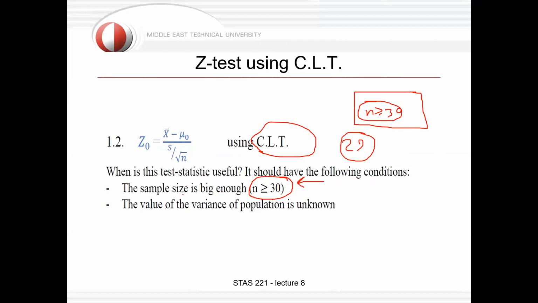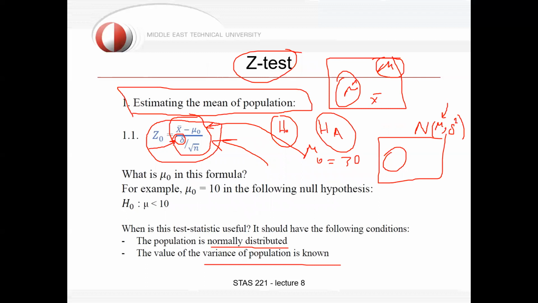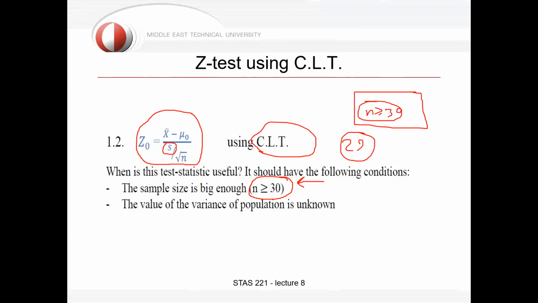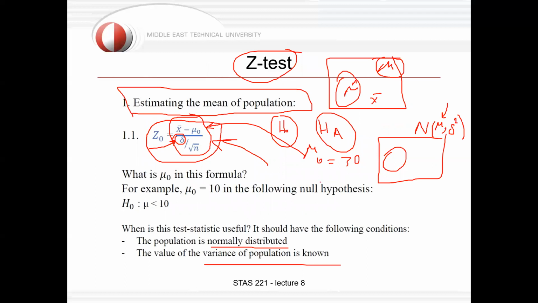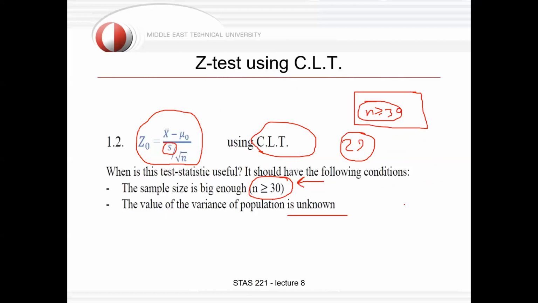So when can I use this formula? What is different between this formula and the previous one? Here I have S instead of sigma, you see? Why is that? Because I don't have information about the variance. So the sample size is big enough and the variance of the population is unknown. If it was known, it was the previous case, okay? So I had this information and I knew that the population is normally distributed and I could use it. But here, I didn't mention anything about the population distribution.